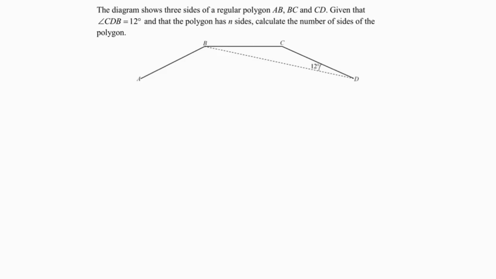Hello everyone, welcome to this math video where we are given that there are 3 sides of a regular polygon. That's the first important thing that we need to know. That means all the sides are equal. Once I know the sides are equal, you'll be able to see that there is an isosceles triangle where this angle and this angle are the same.